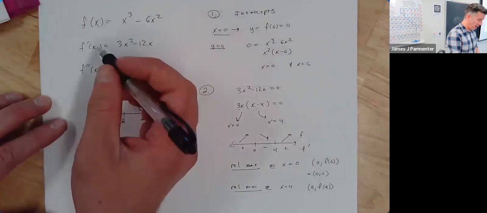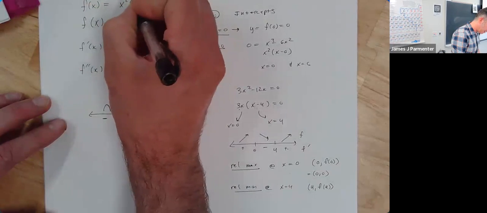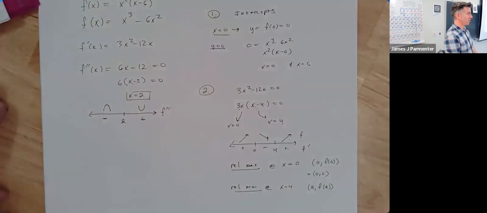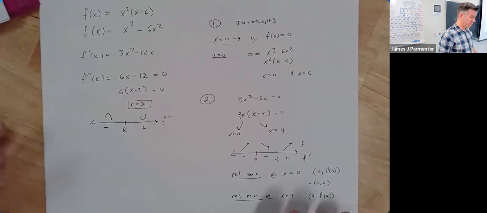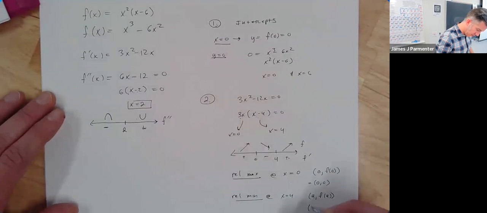So we actually have to go back to the original function and plug in 4. And it's definitely worthwhile, if you're plugging back into the original function, to factor it. It's much easier for me to calculate 4 squared times 4 minus 6 instead of 4 cubed minus 6 times 4 squared. 4 squared is 16, 4 minus 6 is negative 2, so f of 4 is negative 32.